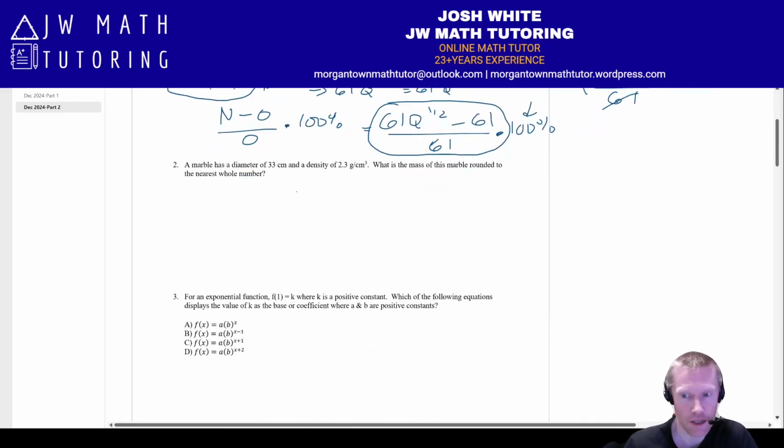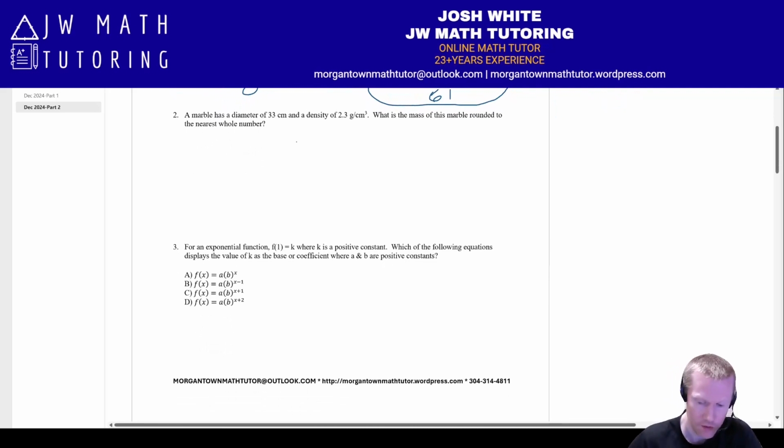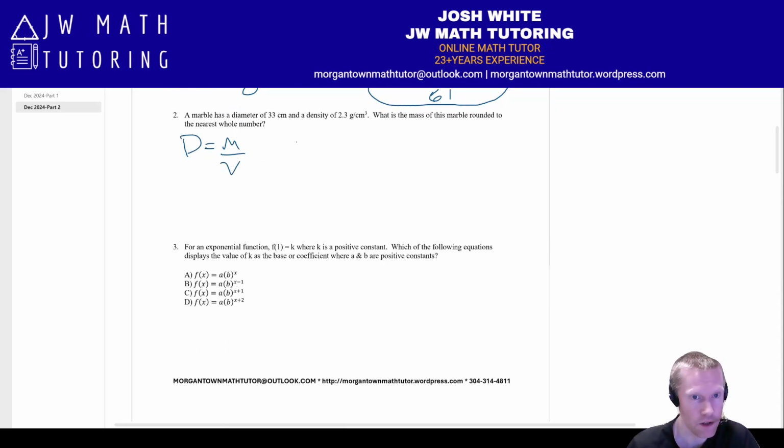All right, next up we have a question that asked about density. So hopefully you know that density is equal to mass divided by volume. If you didn't know that, you can notice here they give you the density and you have grams, which is a mass, on the top, and you have cubic centimeters, which is a volume on the bottom. So that's a clue that you could figure out it's mass over volume just by looking at the units.